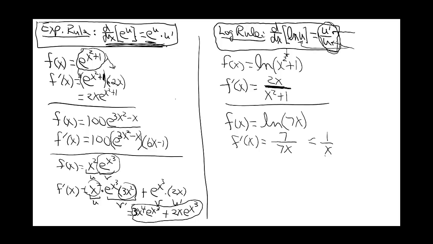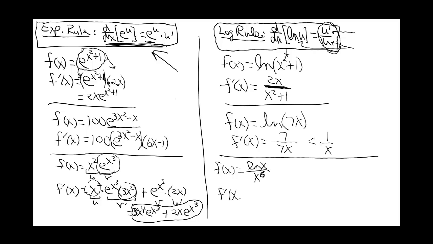Anyway, I could go on and on and on with these. The simple ones are ultimately so simple that you don't want to be missing those. I'll end with one more. Suppose I do a quotient rule. What if I have f of x is equal to natural log of x over x to the 6th? That's a quotient rule. So it's going to be low d high minus high d low over low squared.